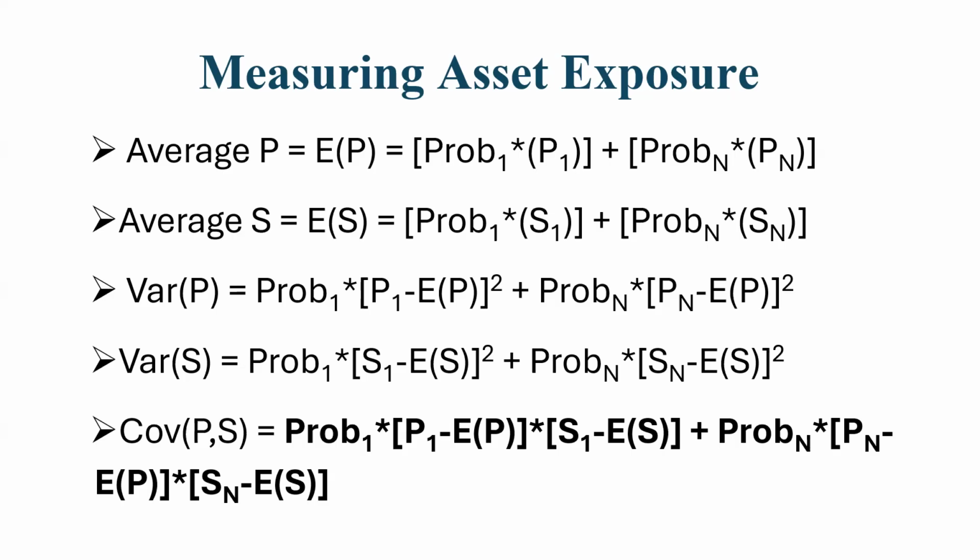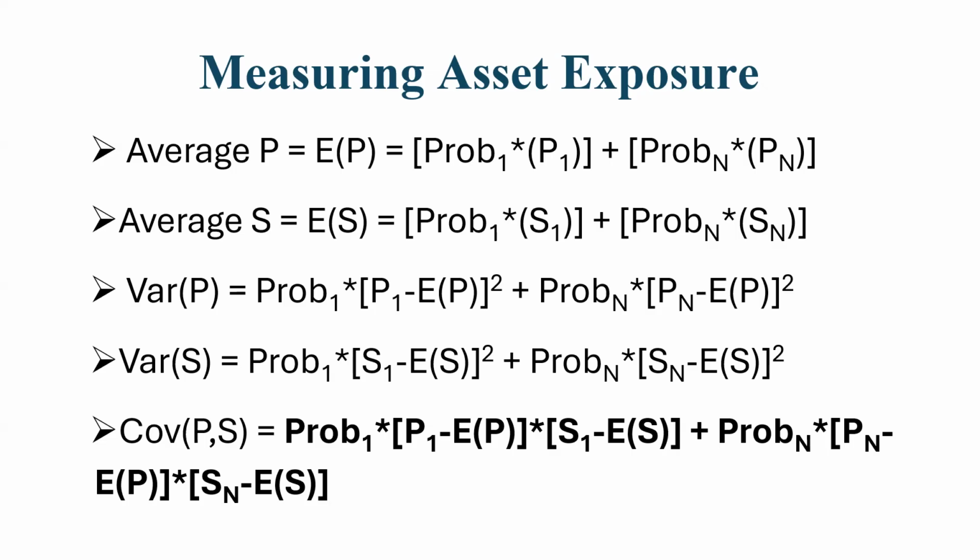And with the variance for S calculation, we simply subtract the expected value of S from each possible exchange rate. And once we do that subtraction, we get a deviation, and then we square it, and then multiply by its corresponding probability. We do that for the different scenarios possible for the exchange rate, add all of that up, and then we get a variance of the exchange rate.